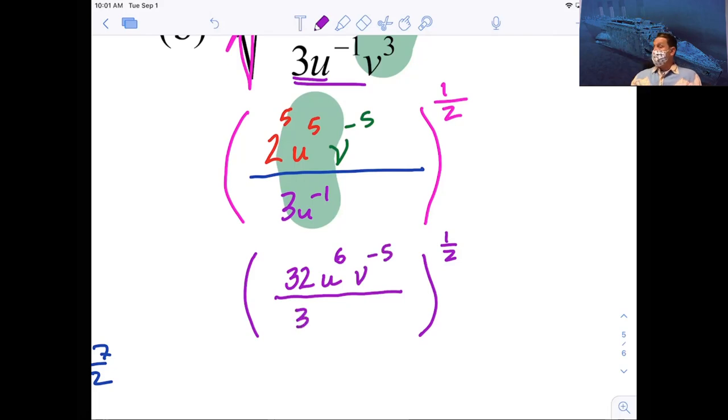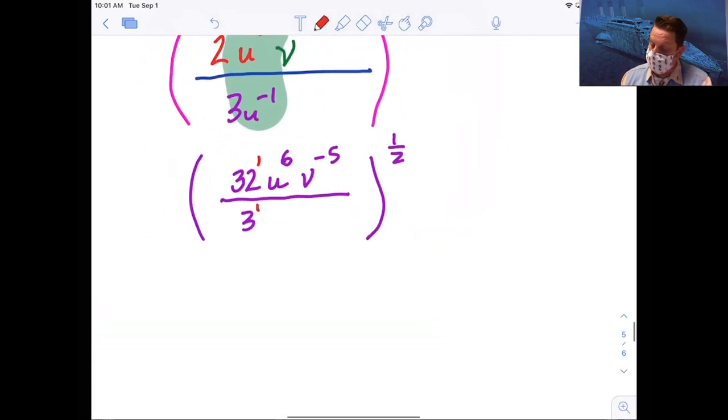Now, at this point, we're kind of done on the inside. 32 thirds does not simplify, does it? Okay, if it were 33 thirds, we could call it 11, but it's 32 thirds. So we essentially have one number and then one representative of each variable. Now we can get the 1/2 involved. And so here's where I'm going to help myself. I'm going to put little ones there. When I distribute the 1/2, I'm not going to need the parentheses anymore. So that's going to be 32 to the 1/2 power.